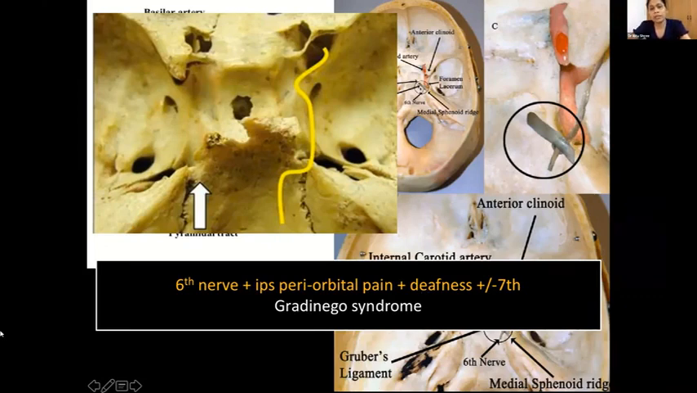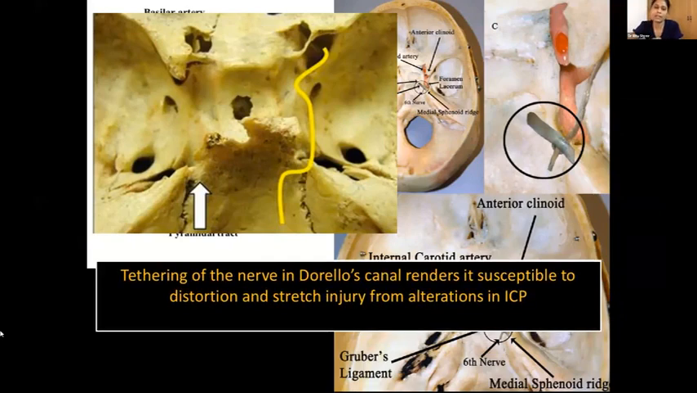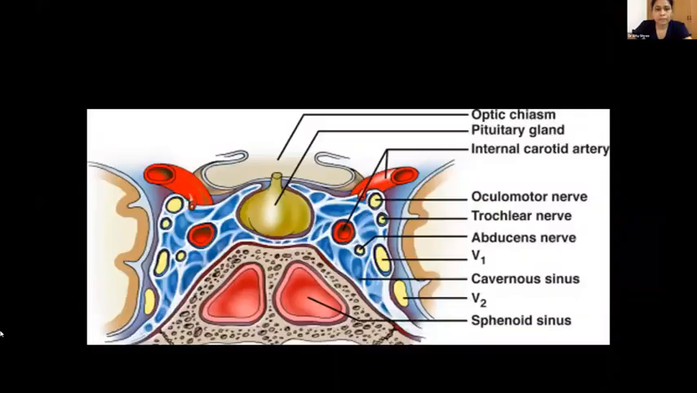Also, another point here is that in Dorello's canal, the nerve is a little bit tethered inside the canal. It is not free. So if there is a rise in intracranial pressure, the nerve does not have space to move, and that's why it gets stressed there, and thus presents with a false localizing sign of sixth nerve involvement, which we usually see in patients with hydrocephalus secondary to tubercular meningitis or cryptococcus meningitis, or in cases with IIH.